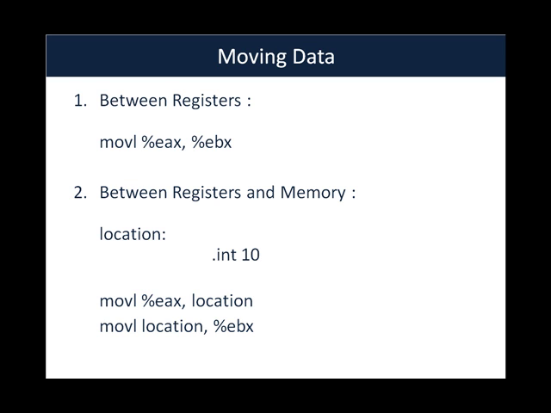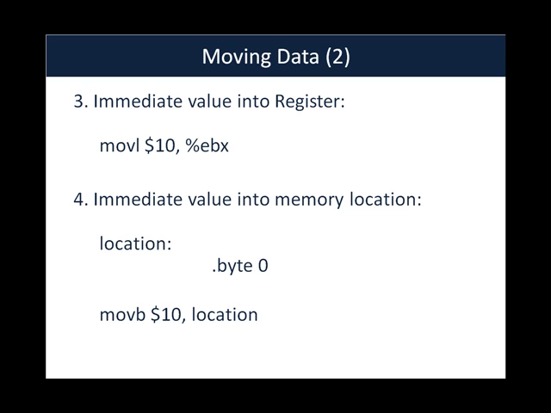Do not worry if many of these things aren't very clear at the moment. We will look at a demo once we go through the slides. The third variation is moving an immediate value into a register. This means move the value 10 into the register EBX.